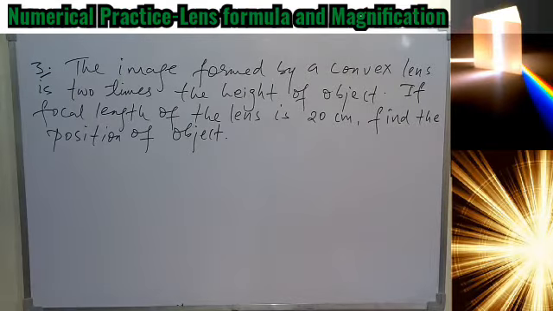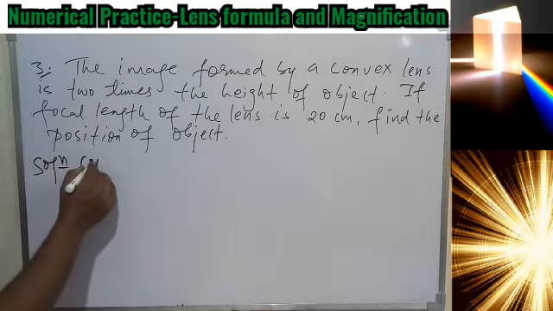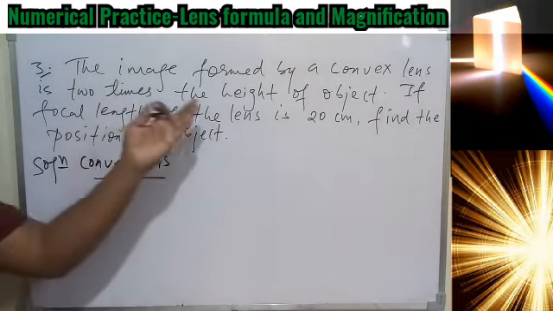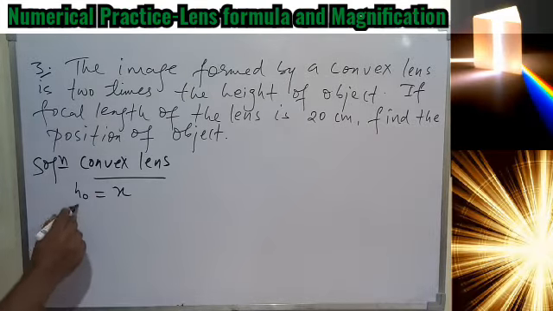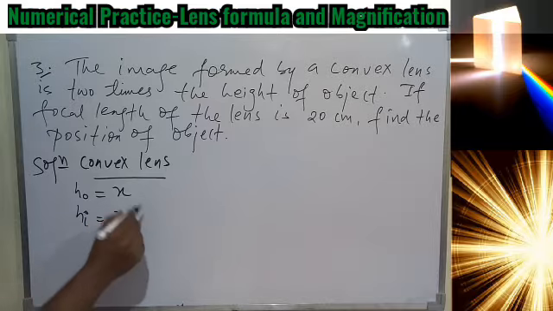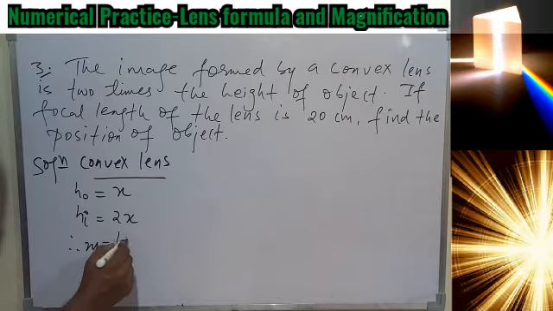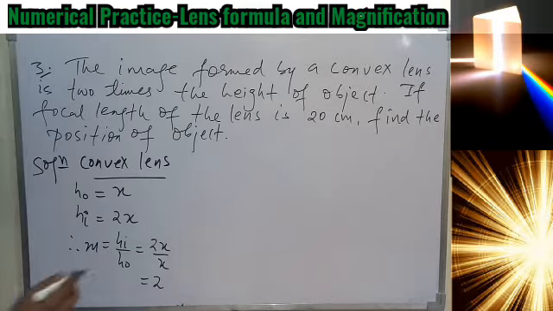We have the image formed by a convex lens is 2 times the height of object. A focal length of the lens is 20 centimeter. Find the position of the object. Okay. So very first, what is given to us? Convex lens, and height of image is 2 times. So let the height of object is x. So height of image will be 2 times x according to the statement. Therefore magnification will be height of image by height of object, 2x by x, that is 2.